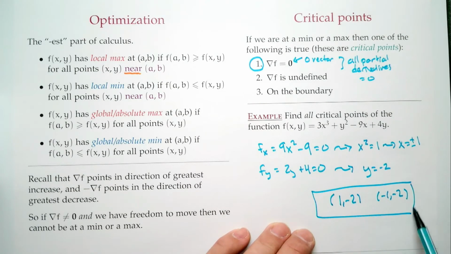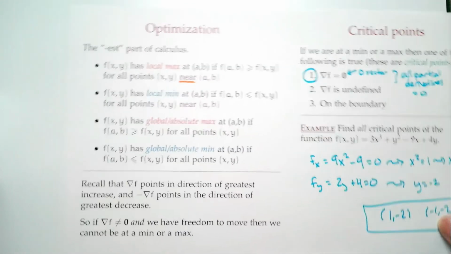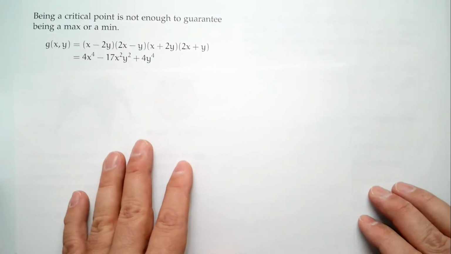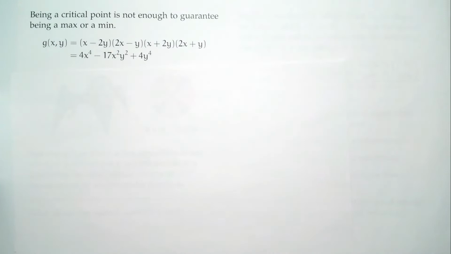All right, well, that's not so bad. So now we can definitely find our critical points. Of course, we have the issue, what are they? So we have to be a little bit careful here. It turns out that just because you're a critical point, it's not enough to guarantee you're a max or a min. So there's this example here.